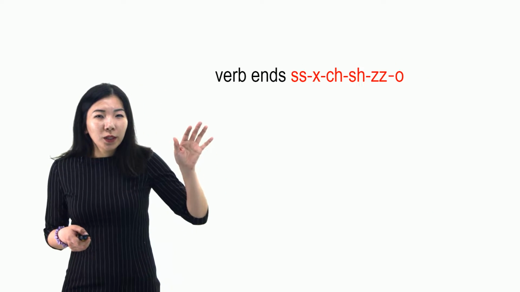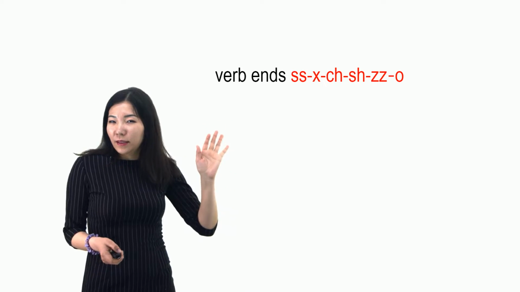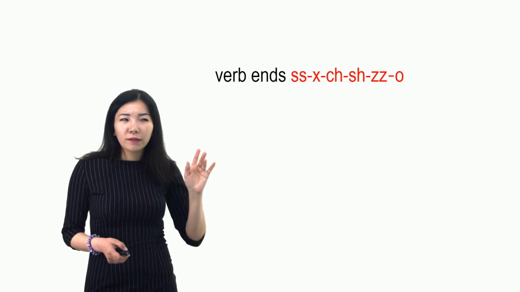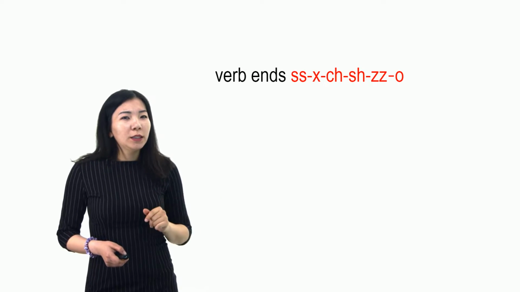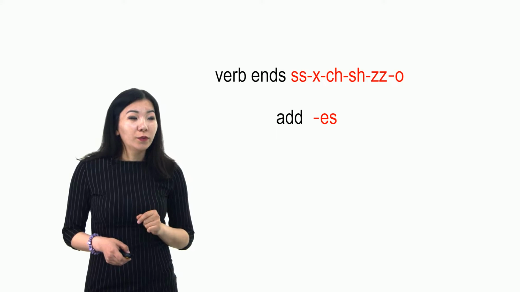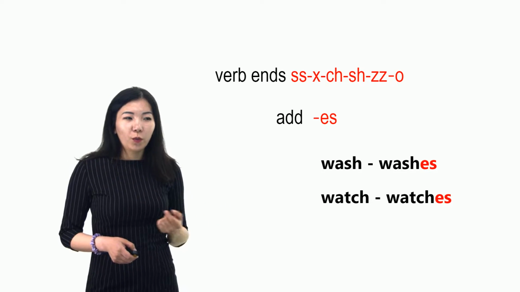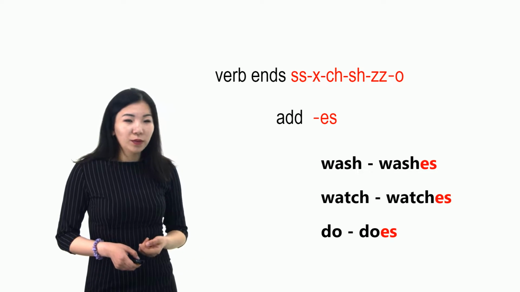However, when the verb ends with double s, x, ch, sh, double z, or o, we need to add es to the end of the verb. Like wash, washes, watch, watches, do, does.